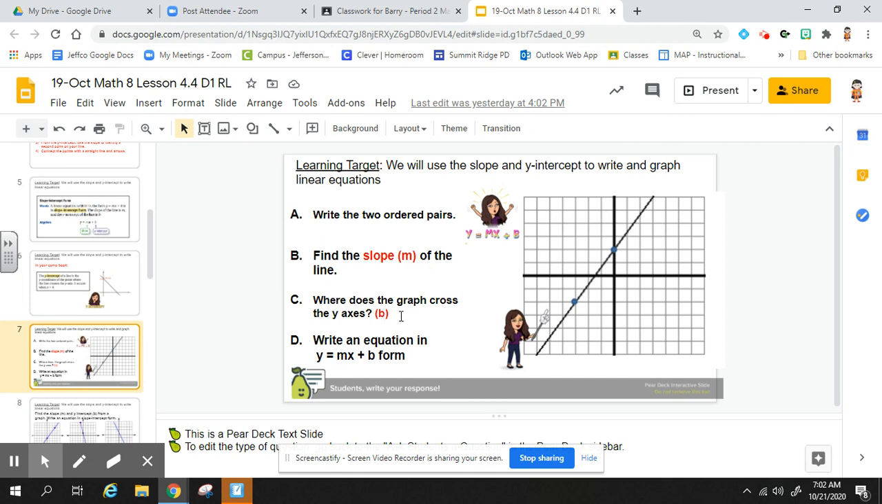The new concept that you're learning is where does the graph cross the y-axis, hence the y-intercept. You got to tell me what is this number right here on the y-axis and write it down in your comp book. From there, you'll take your slope and your y-intercept. You'll replace it in the m and you'll replace it in the b, and you'll have y equals some number, m, your slope, x, plus where is the place that the line is crossing the y-axis.